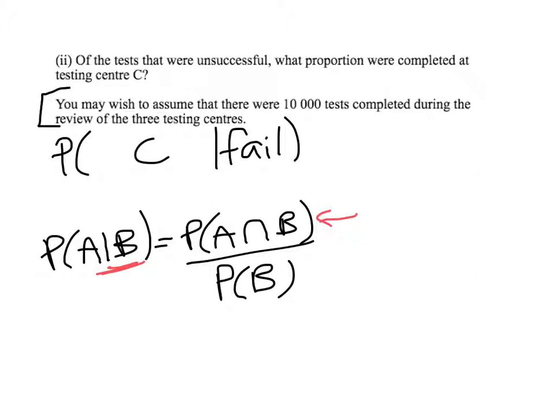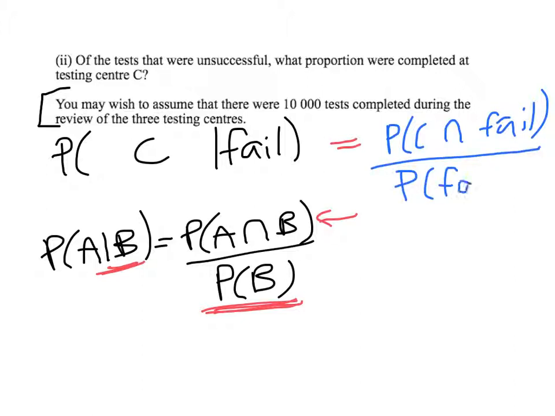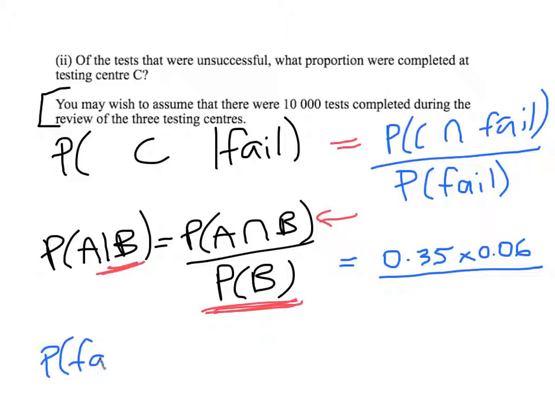And this is the idea we saw back in year 12 of limiting the sample space to just those times when B happens. So in the case we've got here, the numerator will be the probability of C and fail, and the denominator will be the probability of failing. So the probability of C and failure is going to be 0.35 times 0.06. You can see that if you look back at the tree, divided by the probability of failing. Now we know that the probability of passing was 0.897, so the probability of failing is 1 minus that, which is 0.103. So we get this.